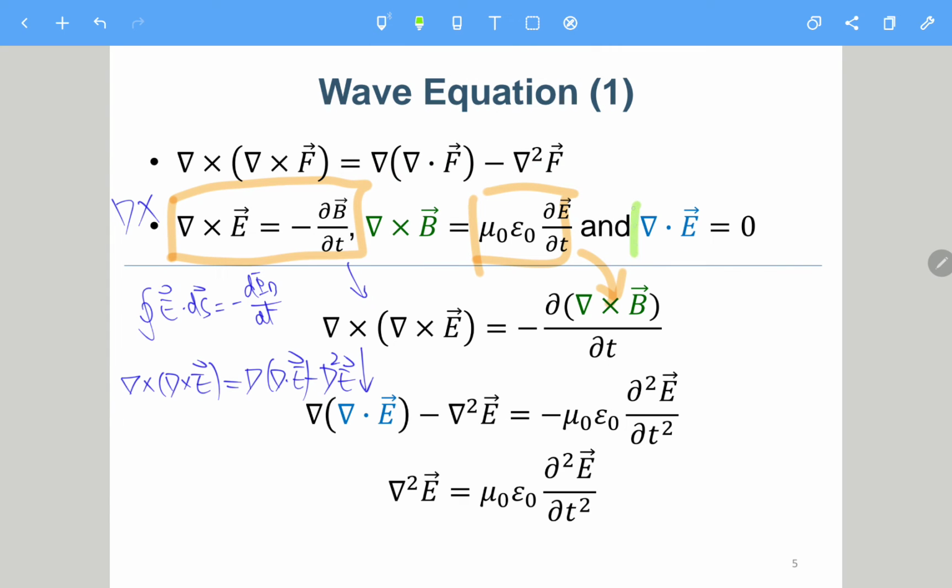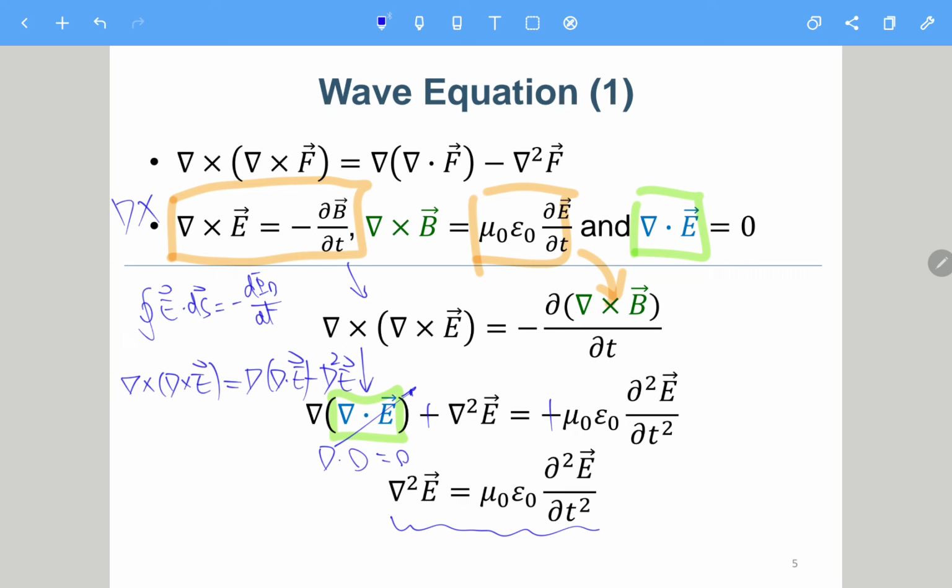And finally we have gradient of divergence of E. So we can just plug in here. Sorry, this is divergence of E, which is 0. So we just plug it here, so it becomes gradient of 0, which is 0. So this one is nothing but 0. And on both sides we have a negative sign, so it becomes positive, and then it looks like this.